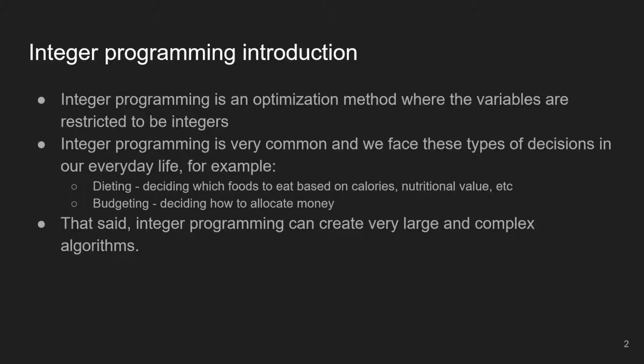That said, integer programming can create very large and complex algorithms. Budgeting, for example, can get very complex. You need to budget for everyday necessities such as groceries and your water bill and electric bill, but you also need to budget for longer term things such as a house or an apartment or buying a car.